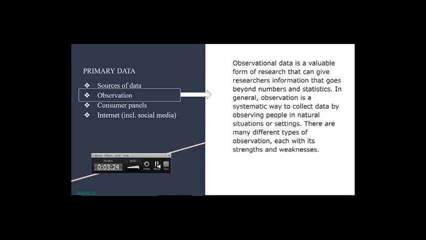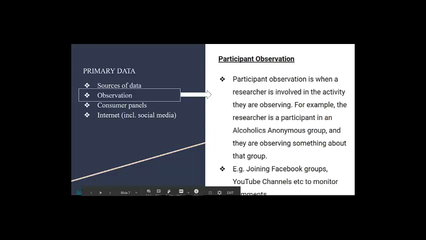and that's a scientific method. In general, observation is a systematic way to collect data by observing people in natural situations or settings. There are many different types of observation, and each one has its weaknesses and its strengths, as we are going to see. One form of observation is what we call participant observation.